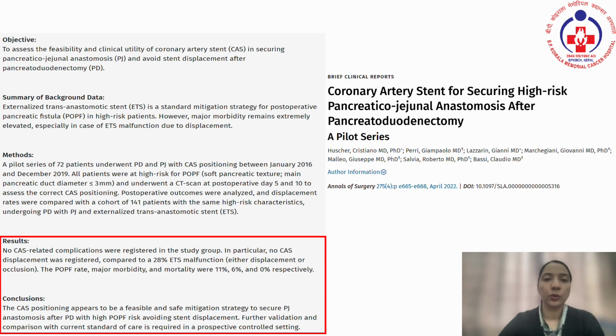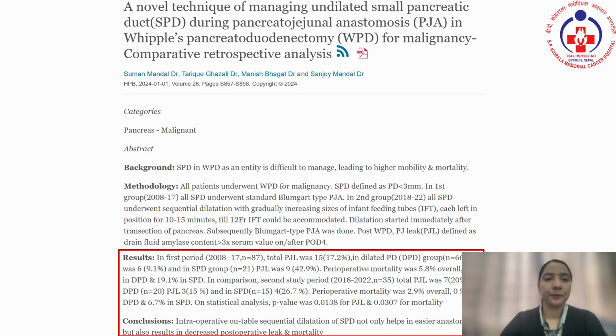I could not access the full article of this case, so only the abstract is presented here. Another is a study done in Kolkata, where, similar to our case, they dilated the small pancreatic duct with an infant feeding tube, gradually increasing up to a 12 French infant feeding tube, and in each case they kept it for 10 to 15 minutes.